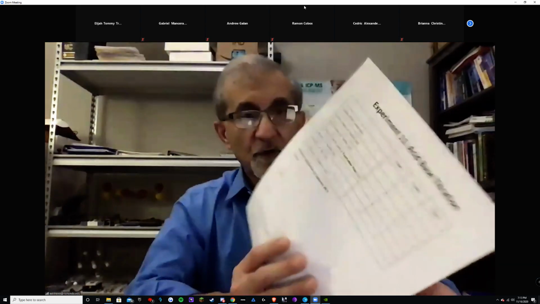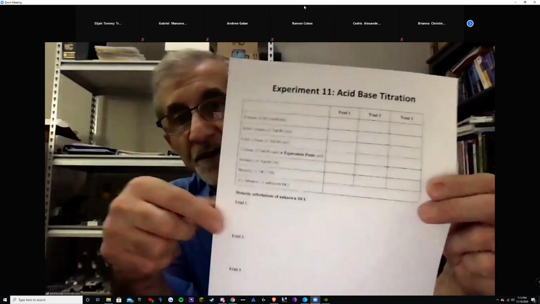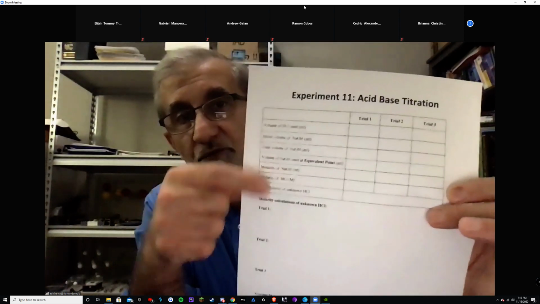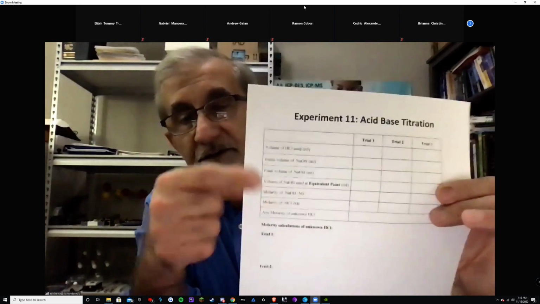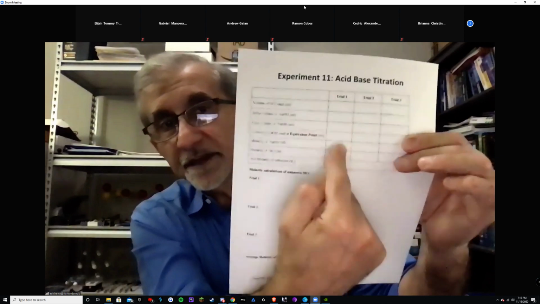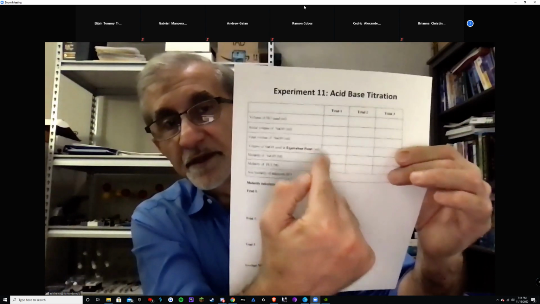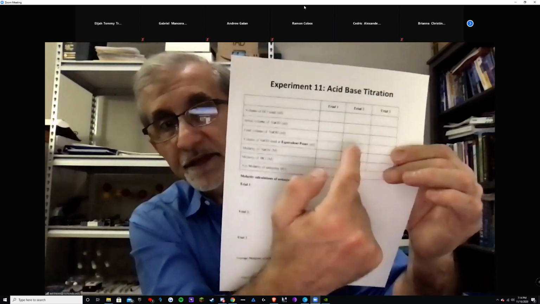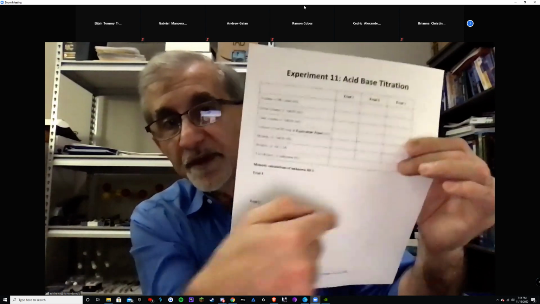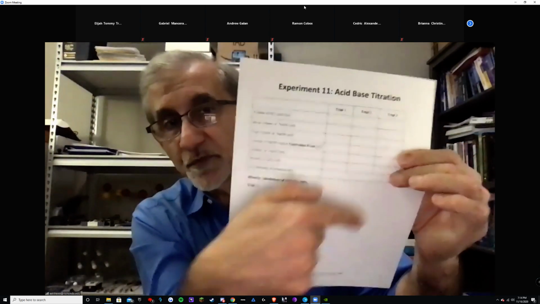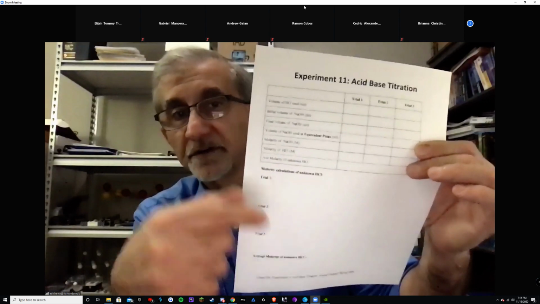Now the setup requires the following. By the way, we all have that handout, so make sure you download that handout or have it ready nearby. We're going to follow the layout of the handout for the data. We're going to collect trial 1 data tonight. And then at the end, I'm going to supply you with trial 2 and trial 3 data later on, and you'll mimic exactly how to analyze trial 1, do the same for trials 2 and 3, and then figure out the average of all these molarities.